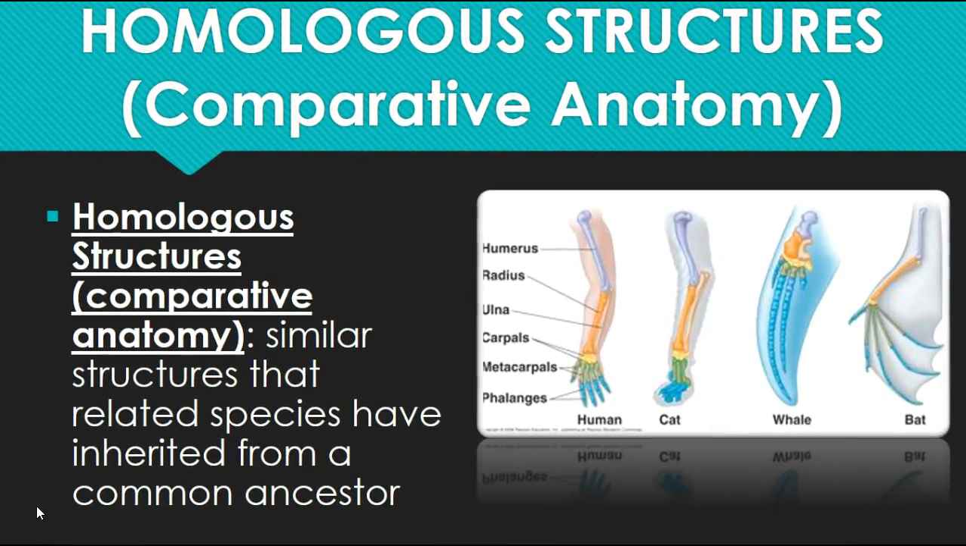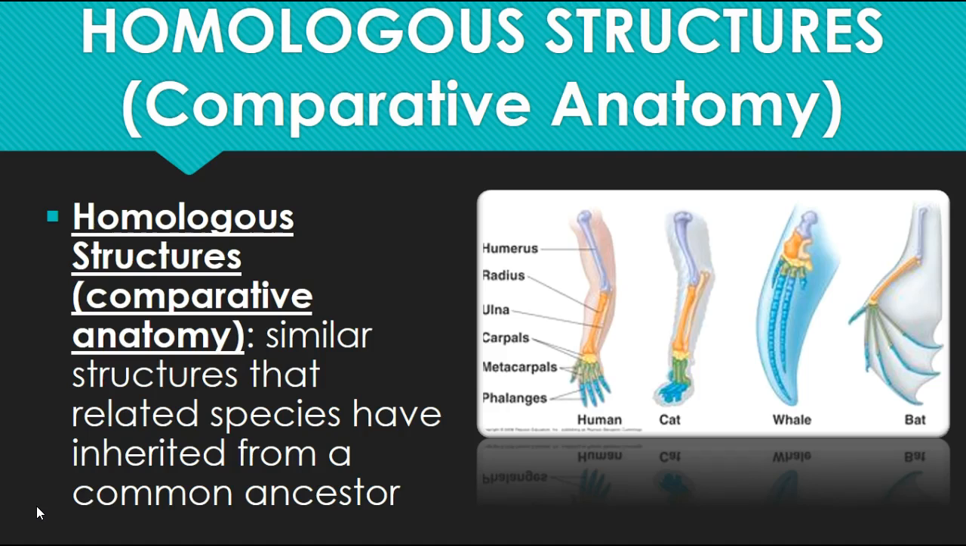And the third evidence for evolution is homologous structures. And this falls under the field of comparative anatomy. And yes, this is an actual field of study. In fact, when I was in college, I took a course in comparative anatomy. And comparative anatomy looks at homologous structures. Homologous means similar or same. And homologous structures are similar structures that related species have inherited from a common ancestor.